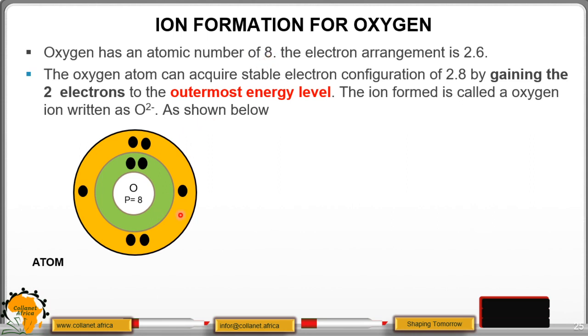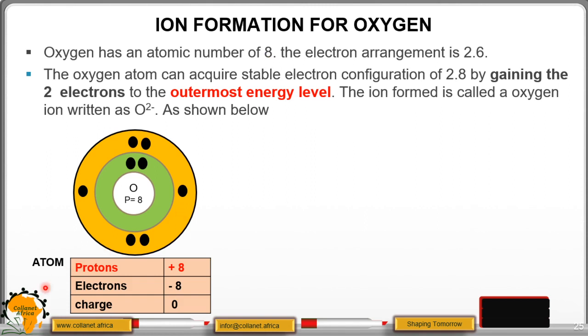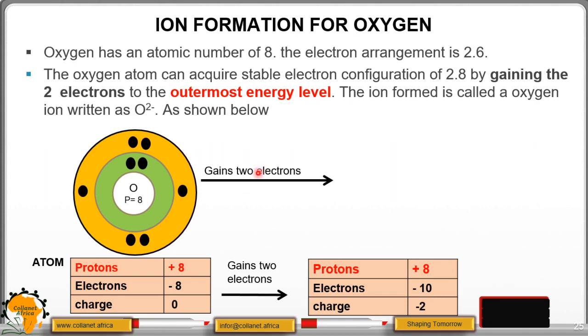Then after you have done that, you'll find that the number of protons is 8, electrons 8, and the charge is 0. When this one reacts, it will react by gaining 2 electrons. After gaining 2 electrons, protons do not take part in the reaction, so they will remain as 8. And remember, protons are positively charged. Electrons will be more by 2. That is why you'll find that there is an increase in the number of the negative. So this one will be negative 10. When you add the 2, you'll get negative 2.